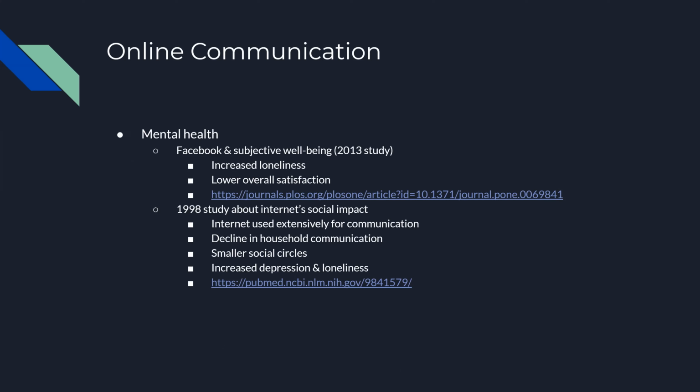The 98 study did also find that there were smaller social circles with the same participants. So they started talking to fewer people they saw every day, as well as ones they might see weekly, like coworkers or people who attended their schools or different things. And there was, again, an increase in depression and loneliness despite the additional communication allowed by the internet.